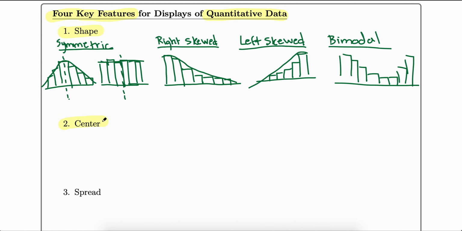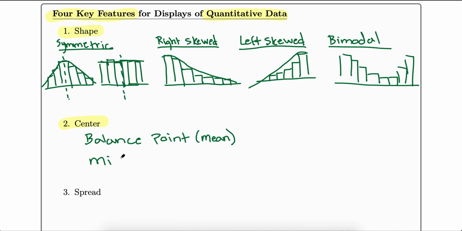Our second key feature is center. We're just going to kind of eyeball what the center would be. There's a few ways we can think about doing this. One might be this idea of a balance point in the data. If we had to think about, on some of these plots, where would we put a fulcrum to balance this? Under here, that's one way to measure center. And actually, we'll see in the next section, that's exactly how the mean or average measures the center.